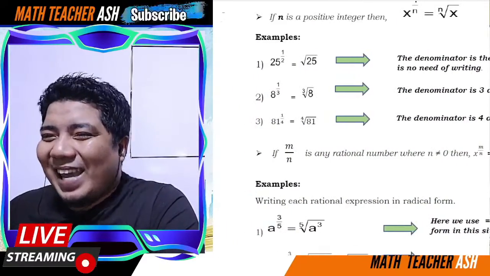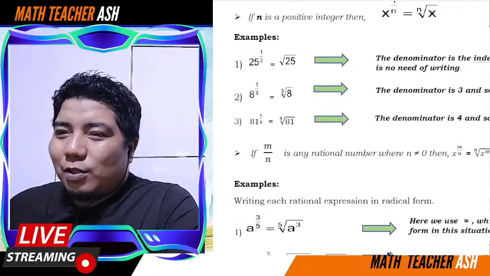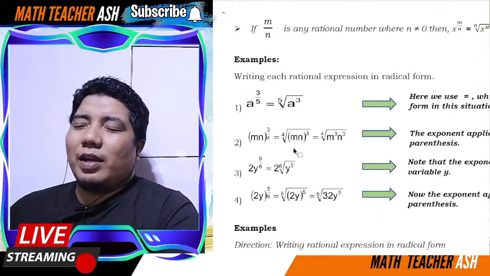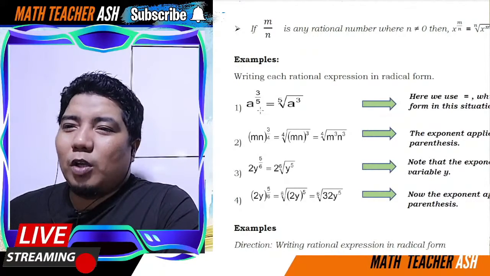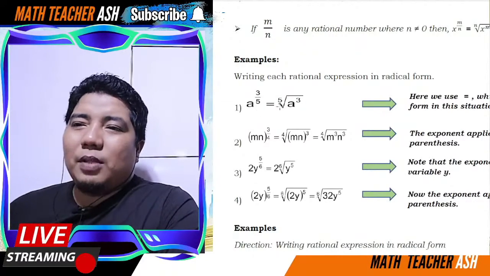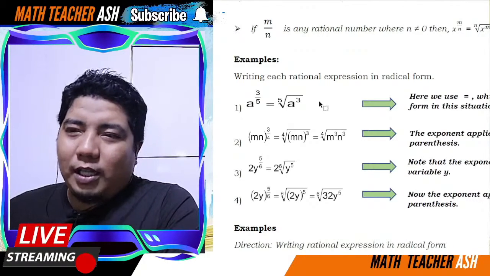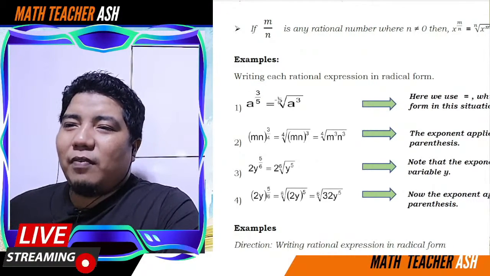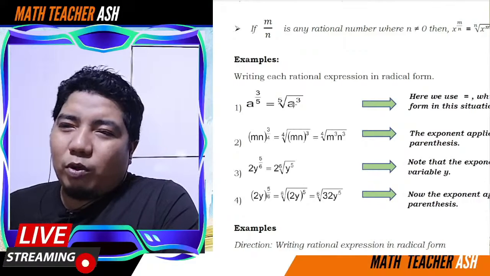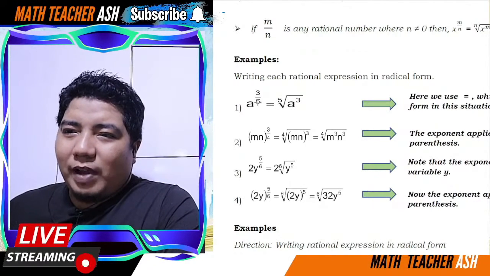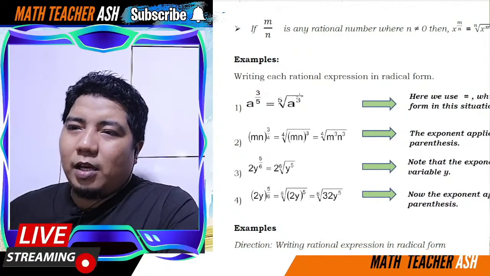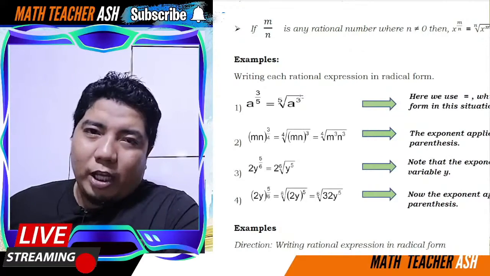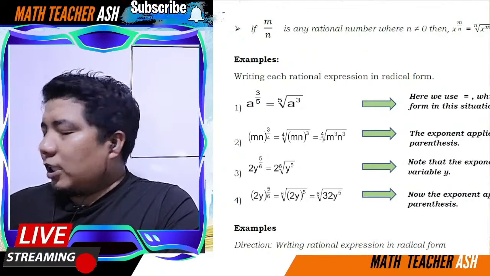Ayan. Okay. So, let us try to consider this example. So, we have here a to the power of 3/5. Of course, this will become the 5th root of a cube. Ulitin ko. A to the power of 3/5. This will become the 5th root of a cube. Bakit? Because 5 here will become the index and the 3 here will become the exponent of your radical expression.